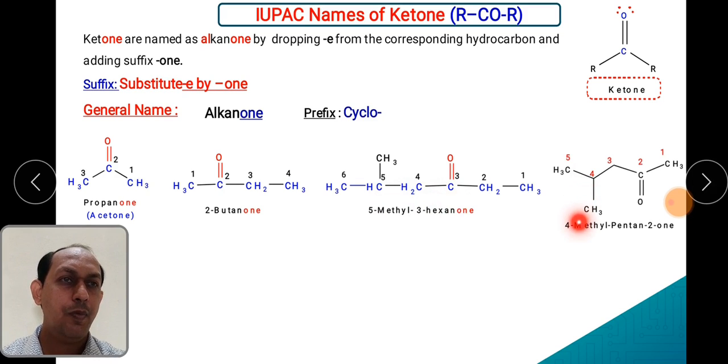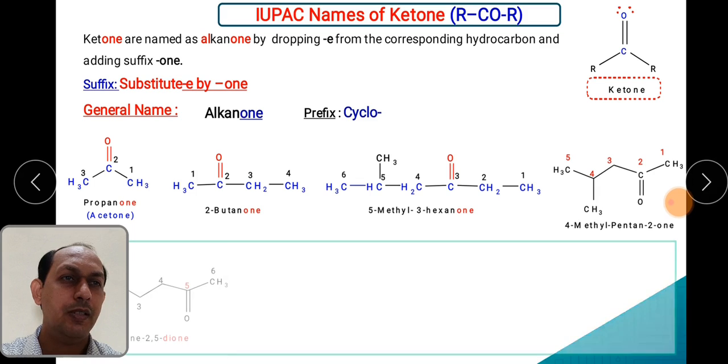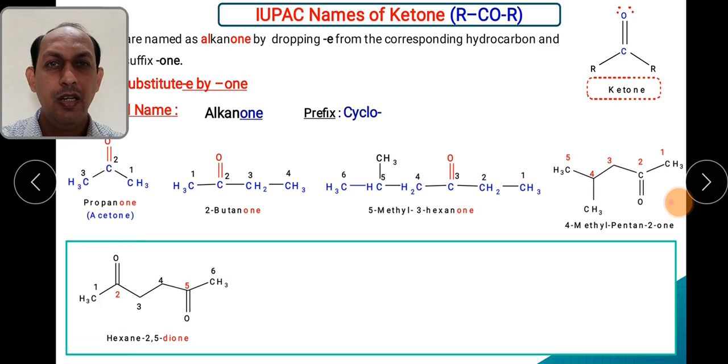Then 4 मिथाइल 2 पेंटेनोन. 2 पोजीशन क्यों मेंशन किए हैं यहाँ पे, बिकॉज जो कार्बोनिल कार्बन है वो कौन से पोजीशन पे, 2 पोजीशन पे. ये नंबरिंग अगर आप करते हैं तो सब मॉलिक्यूल के स्ट्रक्चर हमको पता चल जाएंगे.